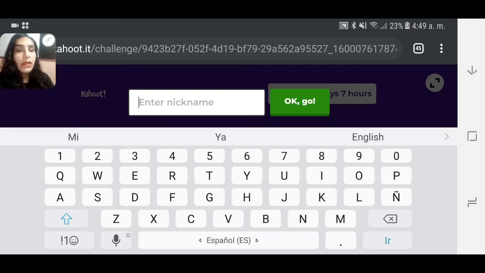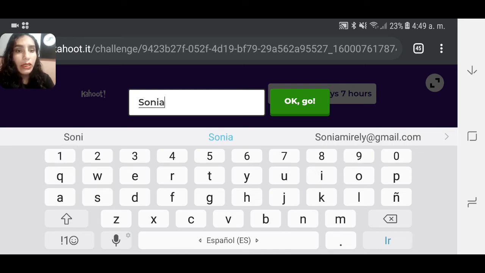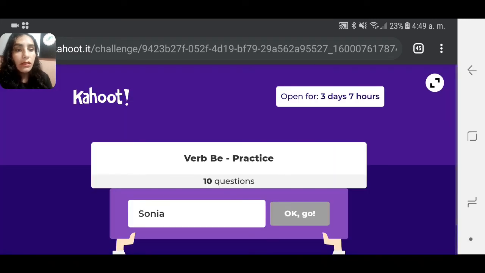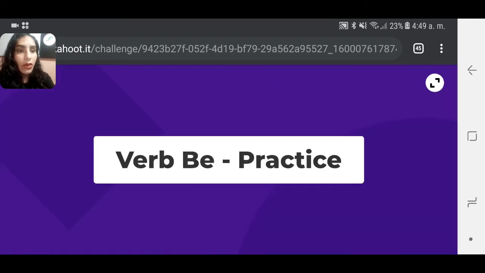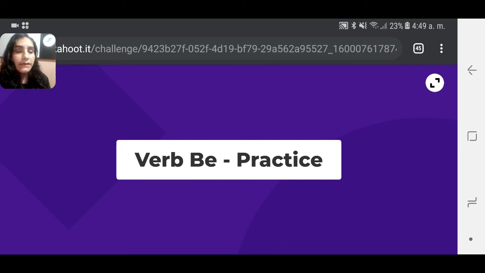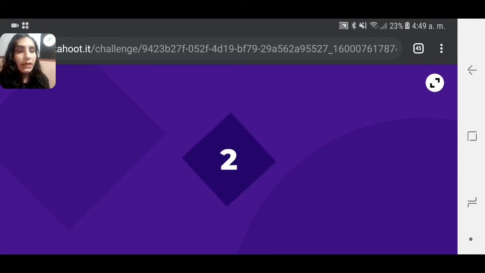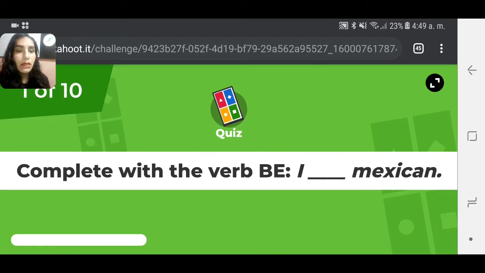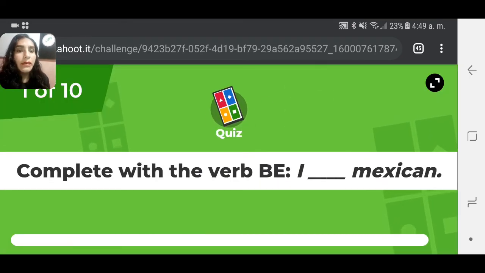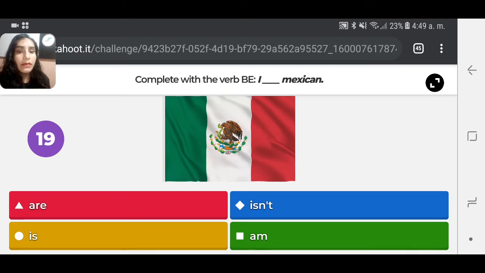Ok, aquí me pide un nickname. Voy a ponerle Sonia. Nada más, ¿ok? Ok, go. Les va a abrir su juego. Les va a poner tiempo, así es que tienen que estar muy atentos. Says complete the verb with the verb be. I, Mexican. ¿Cuál es el verbo que le corresponde a I? Recuerdo que es am.